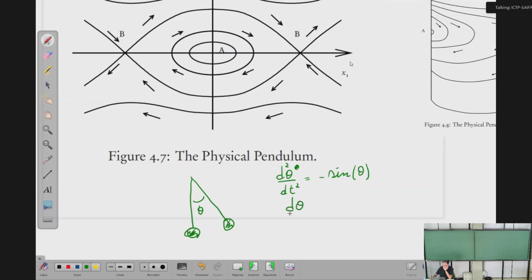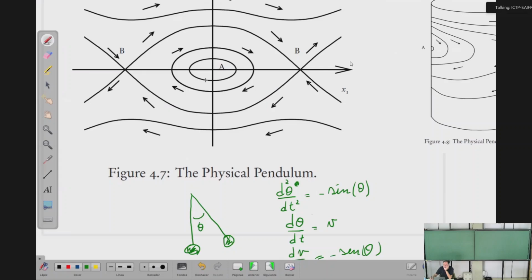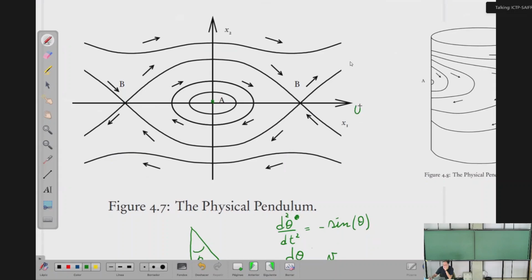Defining dθ/dt as the angular velocity, this is v, and so this equation now becomes dv/dt equals minus sine theta. So in this plot, theta equal to 0 is this point, this is theta, and this is v. So these are the coordinates theta and v. This is the point where the pendulum is at rest, and this is a solution. The pendulum just stays there for all time.